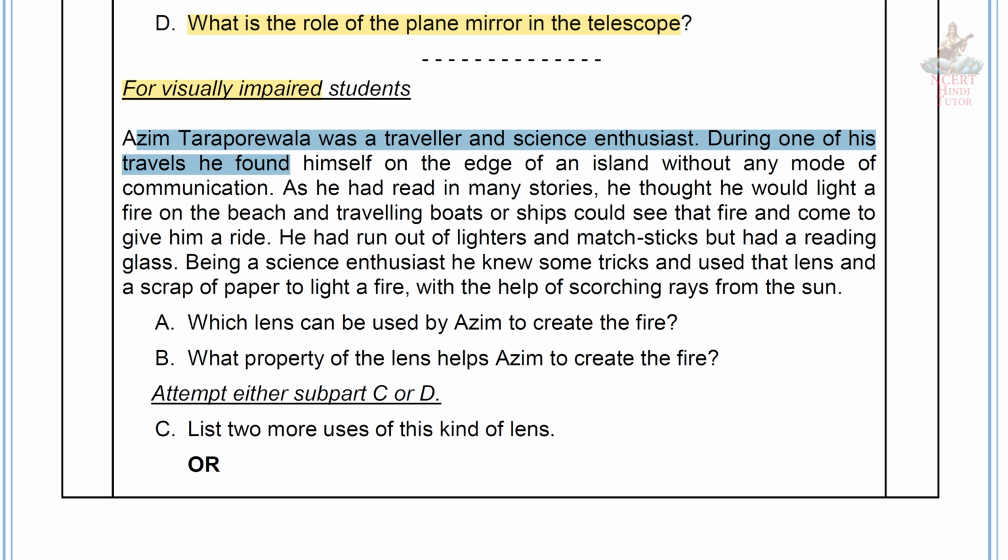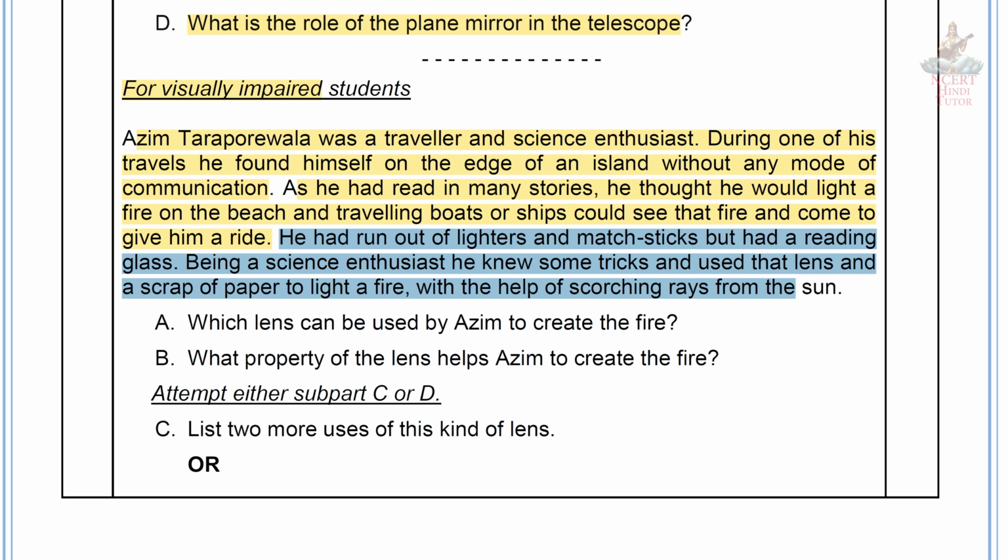During one of his travels, he found himself on the edge of an island without any mode of communication. As he had read in many stories, he thought he would light a fire on the beach and traveling boats or ships could see that fire and come to give him a ride. He had run out of lighters and matchsticks but had a reading glass. Being a science enthusiast, he knew some tricks and used that lens and a scrap of paper to light a fire with the help of scorching rays from the sun.